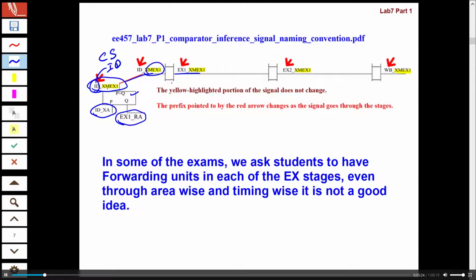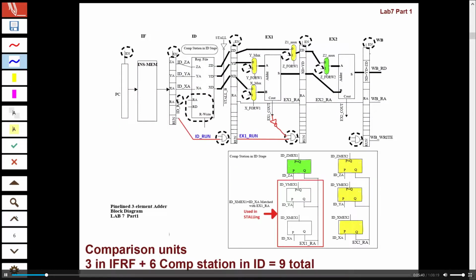So the highlighted yellow part, namely X matches with EX1, does not change as that signal is taken through the pipe, but the prefix changes as you walk. So please know this convention. And here we are pictorial, so we understand that there are 6 comparison units for the junior to compare with senior 1 RA and senior 2 RA. The 3 source registers are compared with EX1 RA. For example, this is EX1 RA and EX2 RA here.